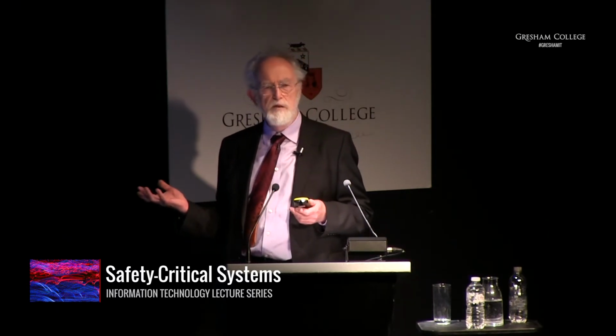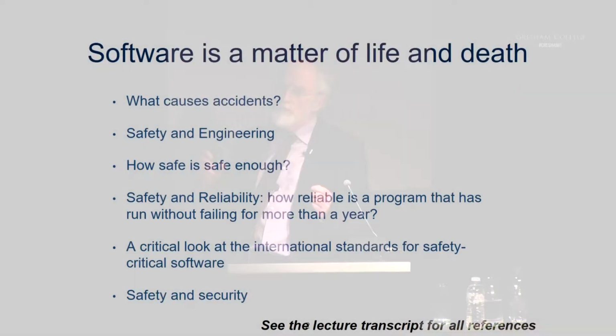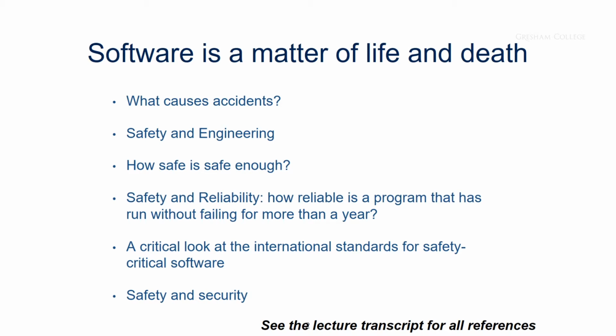I want to cover a range of topics that are current topics around the use of computers in safety-related and safety-critical applications. I want to talk about what actually causes accidents. What do we mean when we say that something causes an accident? About the way in which safety engineering has developed over the years. The social question of how safe is safe enough.